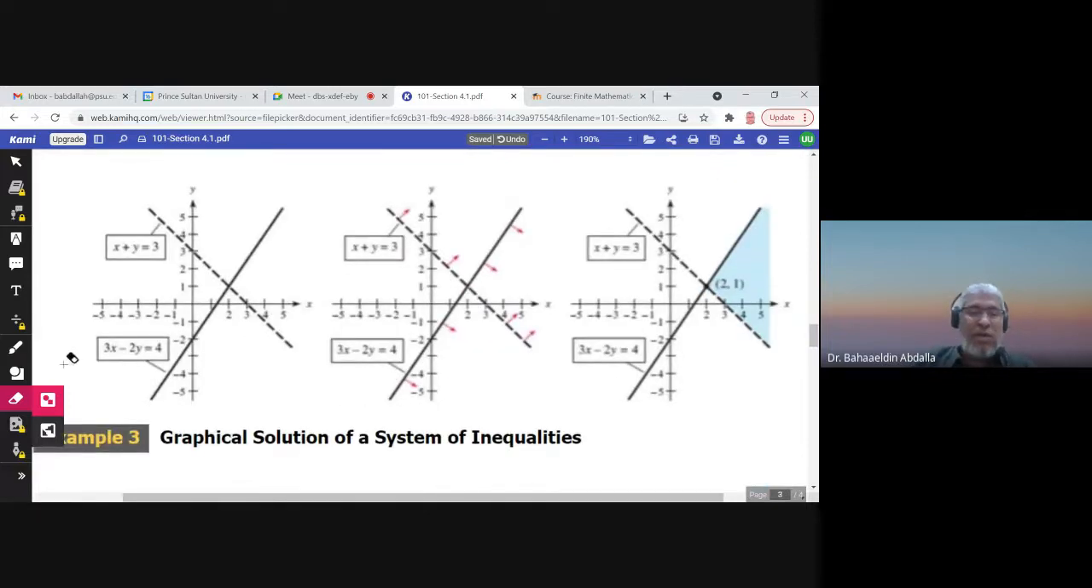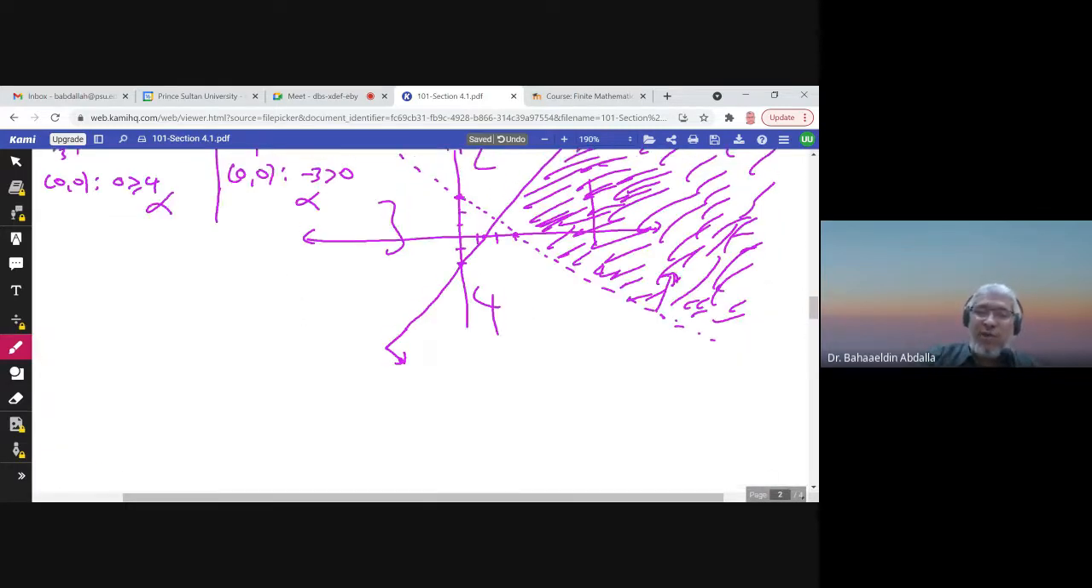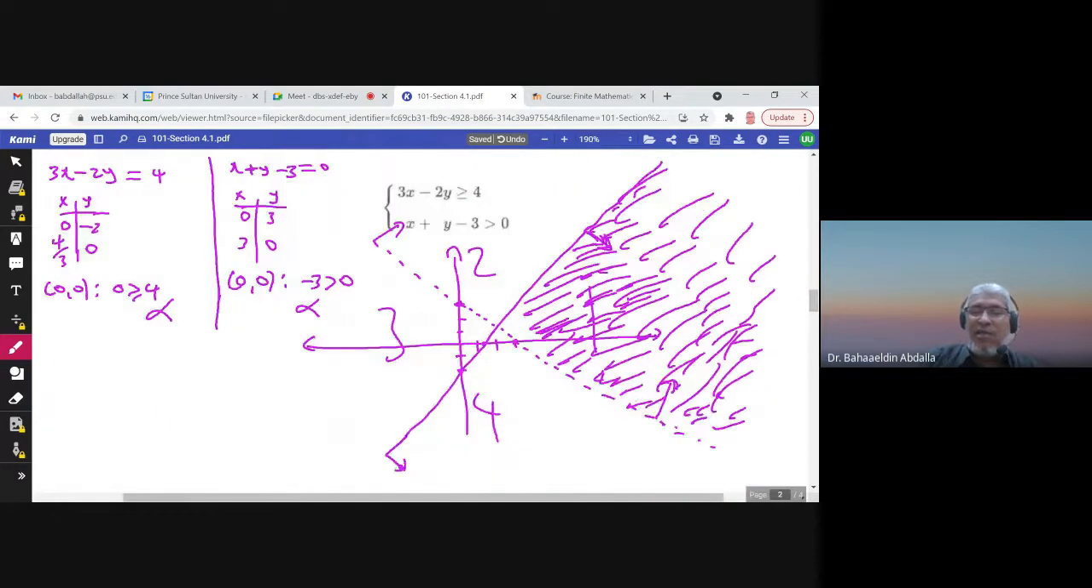Here, in a nice way, this is the first line, 3x minus 2y equals 4. This is the second line. Now the graph is here and here, so that's the region. You can find the intersection point if you like between the two lines. The intersection point is (2, 1). We call it a corner point of this region, and you will know after a while that these corner points are important in the solution of the system.